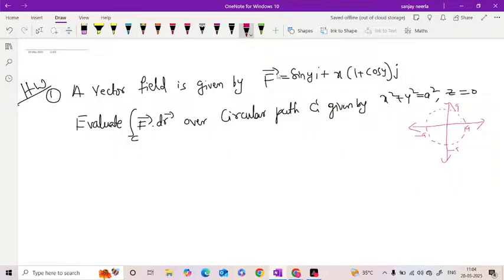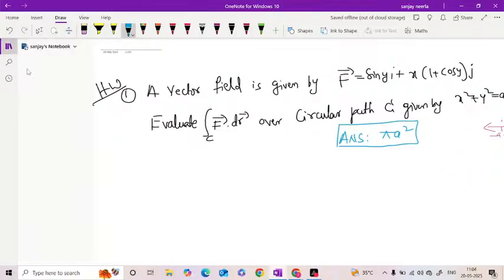Okay, so try to solve the problem. The result is pi a square. This is the result, just try to solve the problem. Okay, so this is the first homework problem.